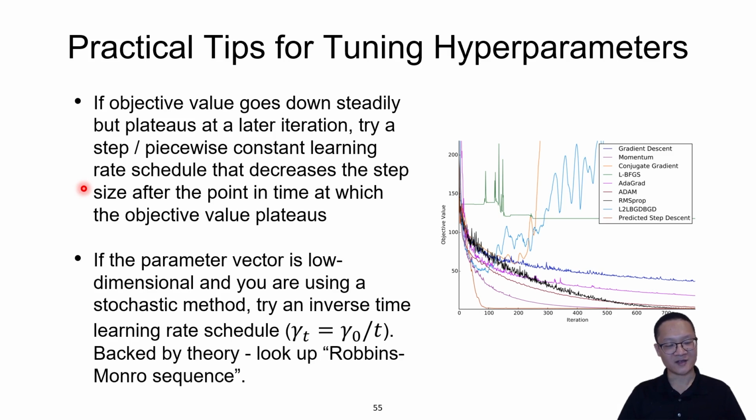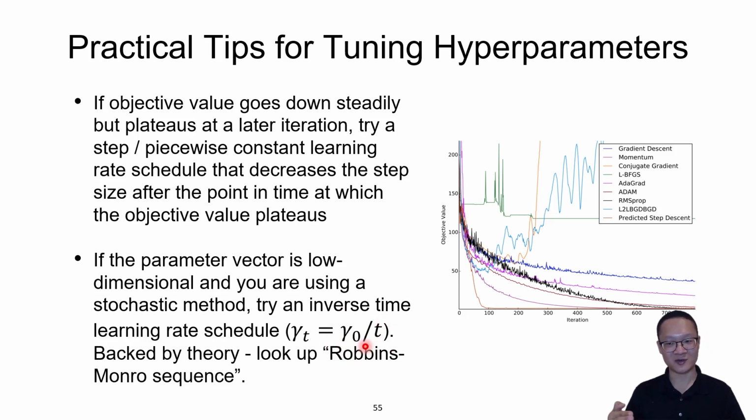Okay, and then if the parameter vector is pretty low dimensional and you're using a stochastic method, one thing you can try is the inverse time learning rate schedule. So picking some constant over t. This one is actually backed by theory. Basically the idea is that when we get pretty close to the optimal solution, we want to have a small step size because we don't really want to move away from the optimal solution. So this is a good choice because as the number of iterations increases, the step size approaches zero.